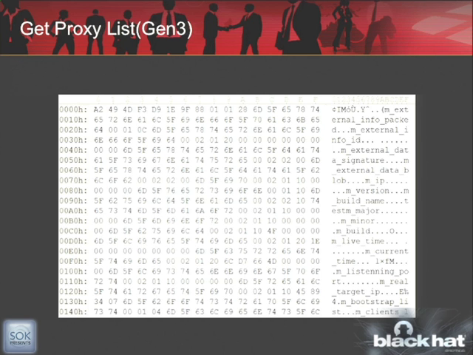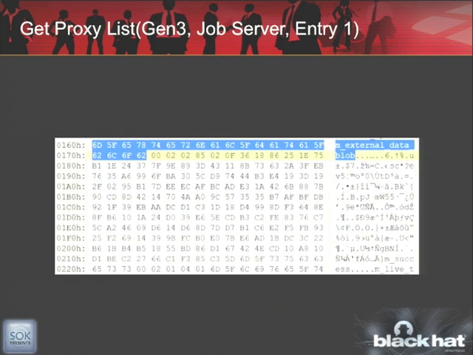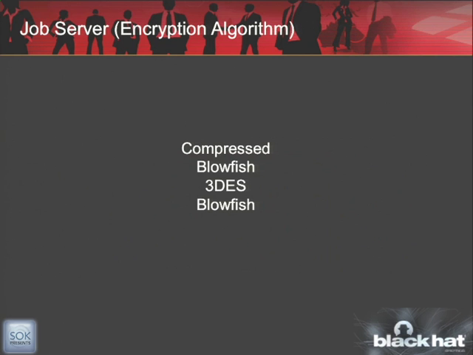So next, let's see the job servers, a very important part. In the first and second generation Kelihos, it just stores the job servers in clear text. This time, under the external data block, there is some seemingly random data, but it's actually encrypted with the same algorithms, which are compress, Blowfish, 3DES, and Blowfish.